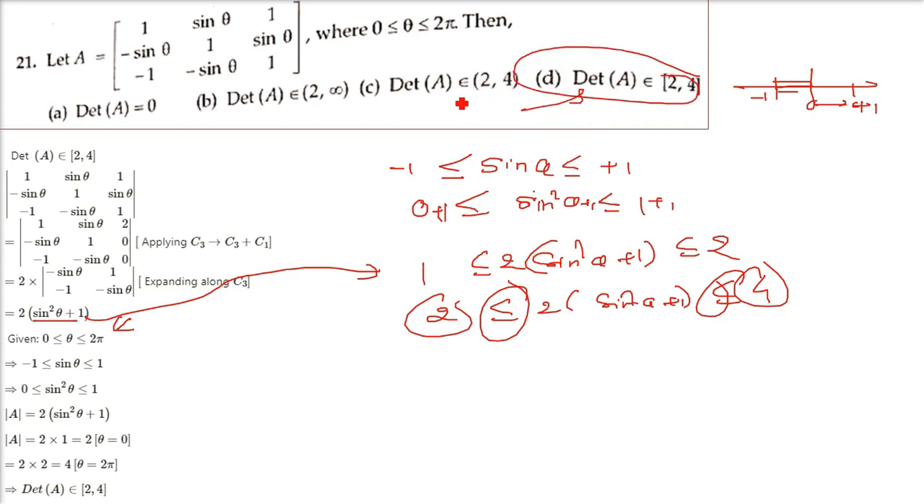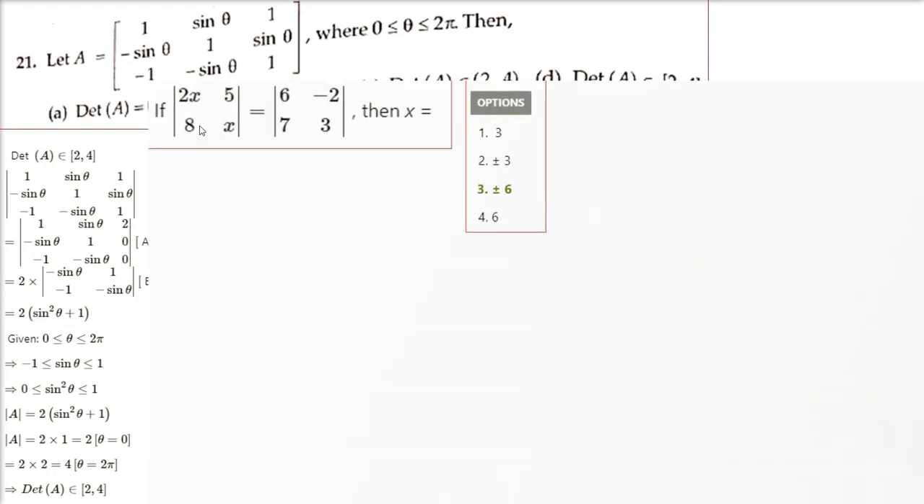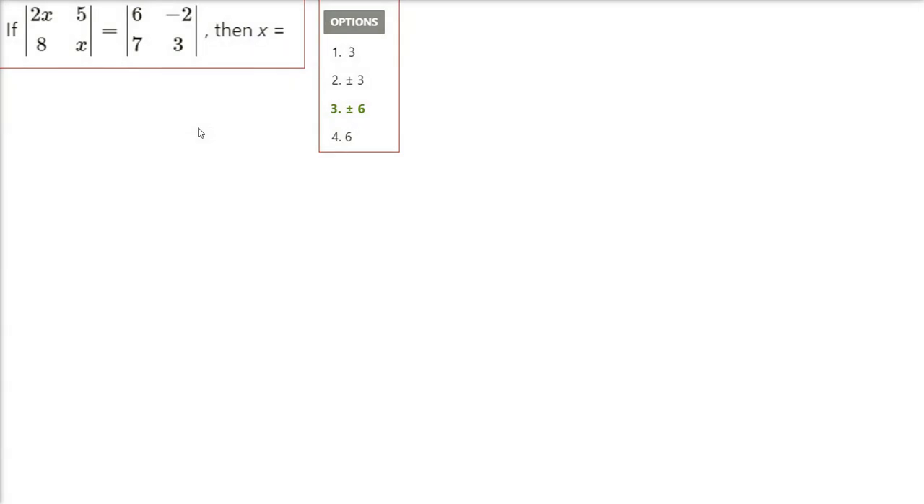So round bracket, square bracket, see, they are the same answers, but with a quite a difference.